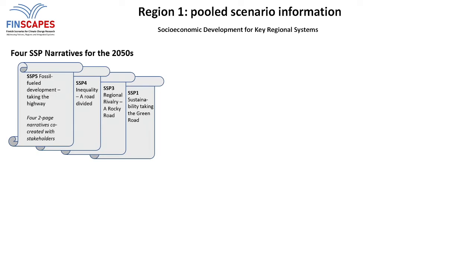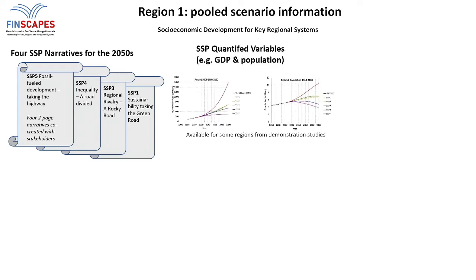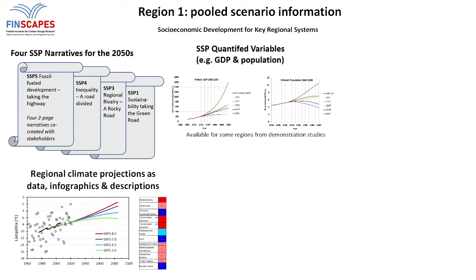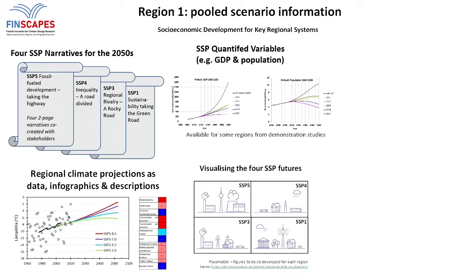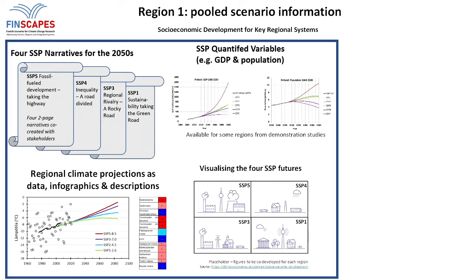In the project as a whole, SSP narratives will be developed, and some of the variables might be quantified. There is also work on developing regional climate projections from the CMIP6 projections, which has already progressed quite a bit. There is also provision in the project to create visualizations of the four SSP futures, and to bring all these different aspects together to produce regional narratives and a picture of the situation.